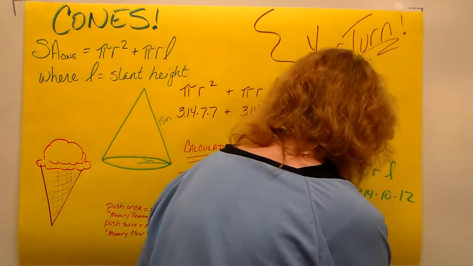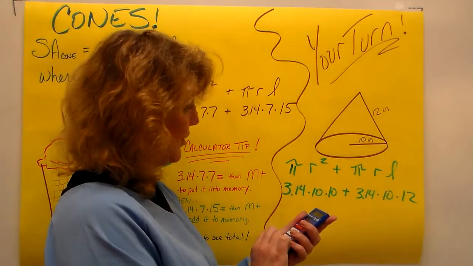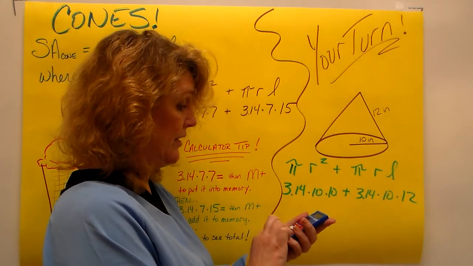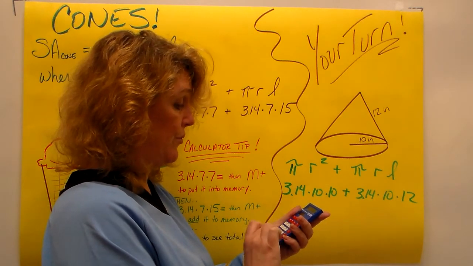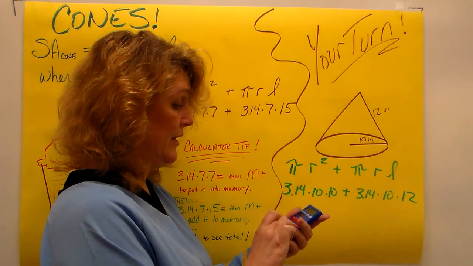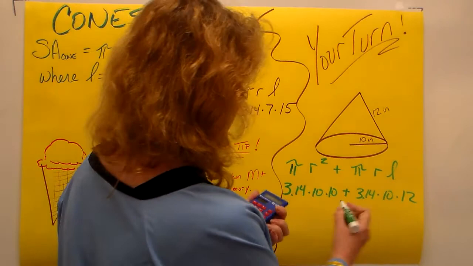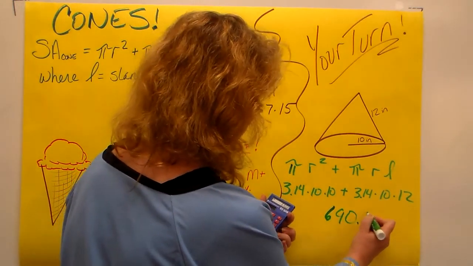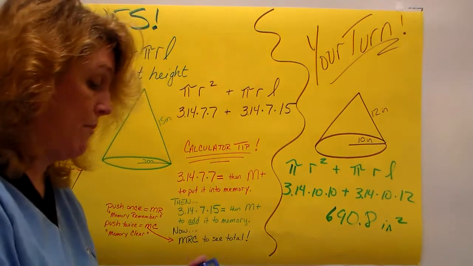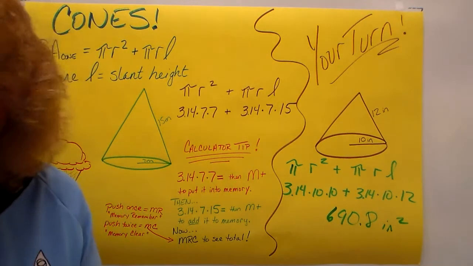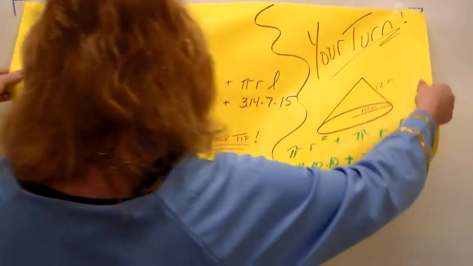And now I am done doing math, and I'm going to pick up my calculator. And I'm going to go 3.14 times 10 times 10 equals memory plus, 3.14 times 10 times 12 equals memory plus, and I get 690.8 inches squared, because I'm magic and that's how it works. And I'm going to hit memory clear so that for my next problem, it doesn't get in the way.